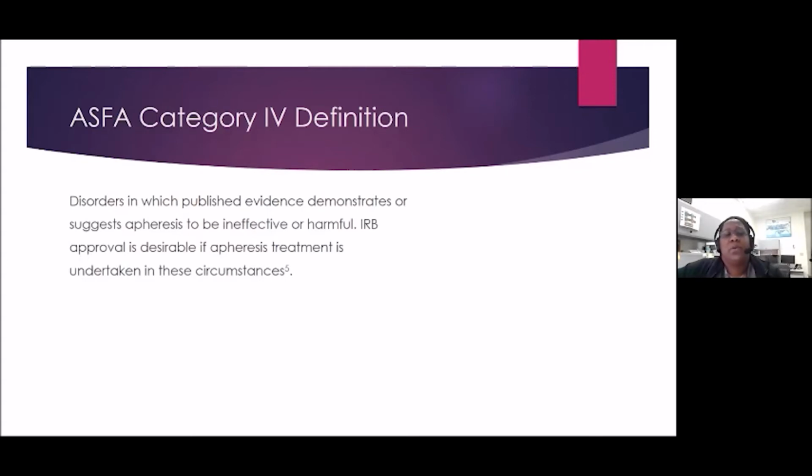So if you try to do apheresis for a category 4 indication, you should get IRB approval. And so category 4 to me is a no-go zone. And there are actually some category 4 indications that are no longer in the guidelines that were in the guidelines when I first started. And schizophrenia used to be a category 4 indication for apheresis. And I know you're thinking, what is going on here? And it just should not be done. And so it was so absurd that it's not even in the guidelines anymore.